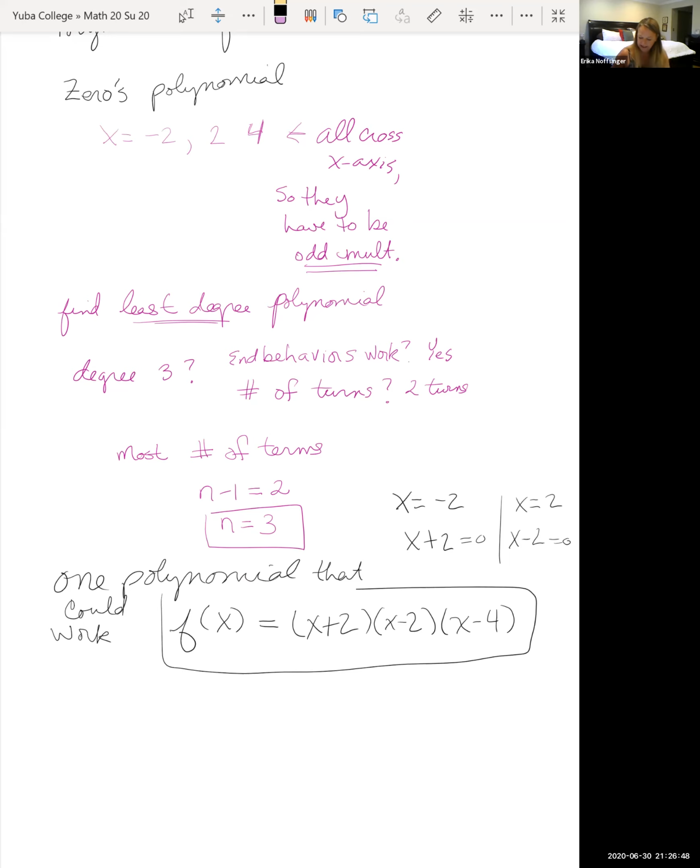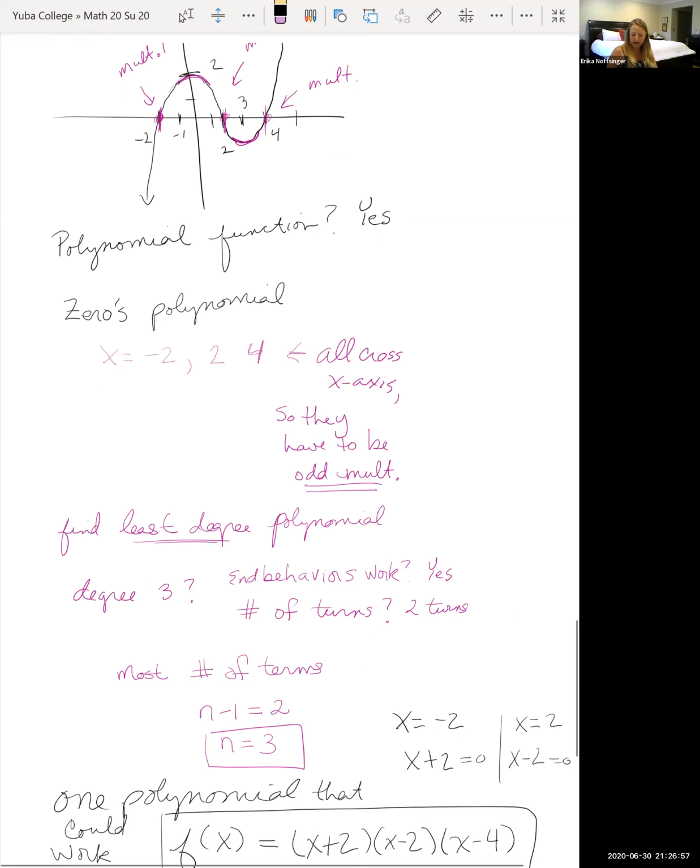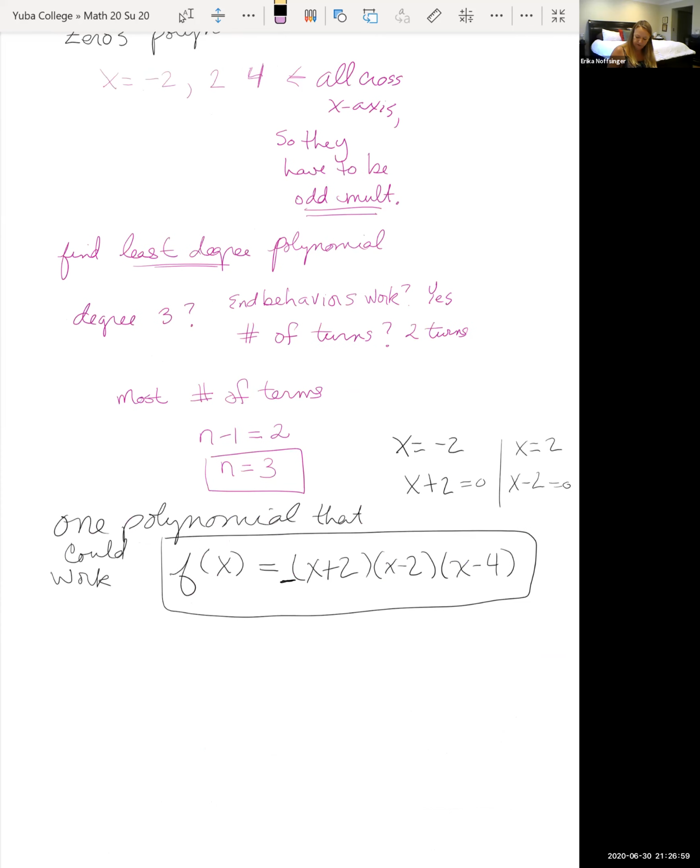But technically, any coefficient that is positive, I can have in front of here. Any positive number in here would work.